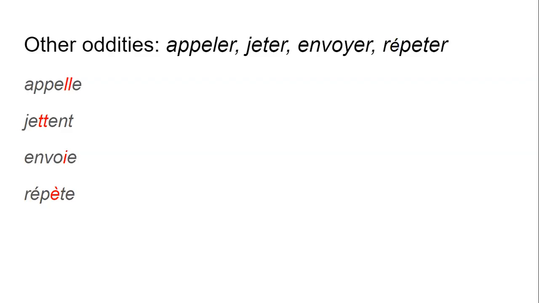So in these cases, you have a verb like appeler, to call, which has one L in the stem. You add a second L when you are conjugating it. And that's just because to the French eye, having ELE like that looks odd and incorrect. So they add two L's to maintain the look.